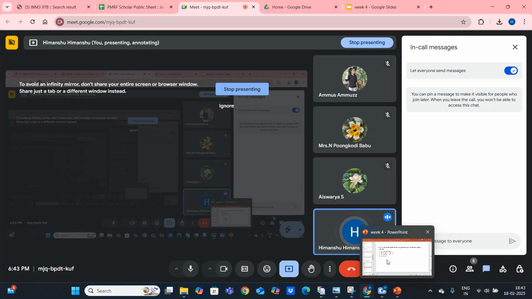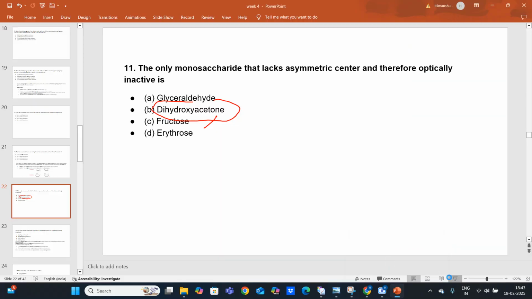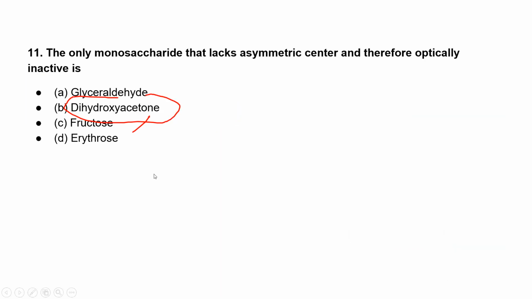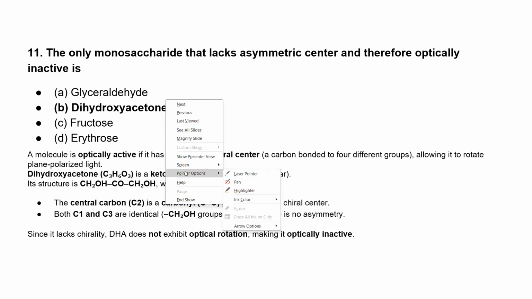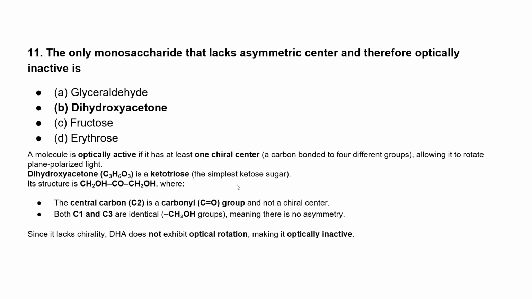Okay, let's see the answer for this question. So you are right. Dihydroxyacetone is the right answer for this question. This molecule is optically inactive because we know that for optical activity at least one chiral carbon should be there, right? But in the case of dihydroxyacetone, it's not optically active.